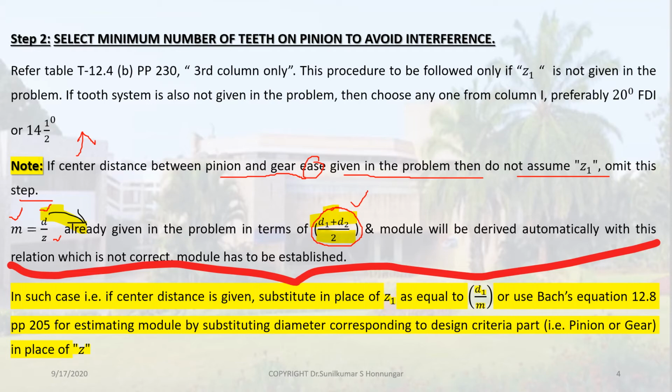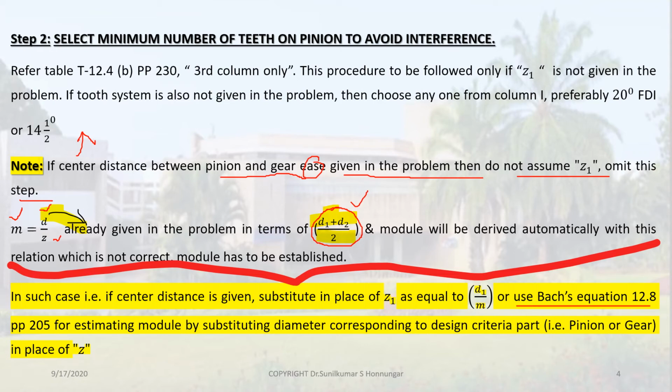It will automatically get set. You may get a surprise. What is the problem if that is the case? That is not the procedure. It has to be estimated. It should not get adjusted by itself. It has to be estimated. So do not make an assumption of the minimum number of teeth on the pinion to avoid interference in case the center distance is given. Then what to do in that case? You have to use, I told you one more, that thumb rule, the Bach equation.